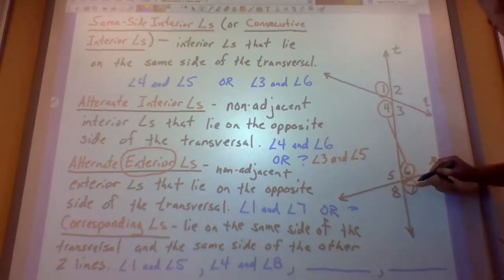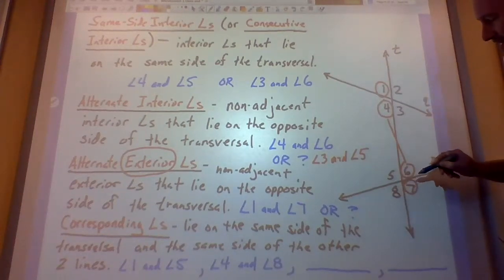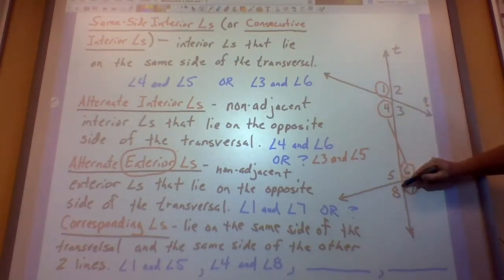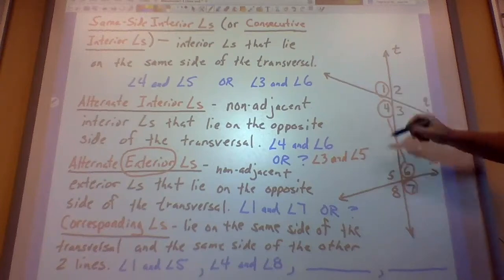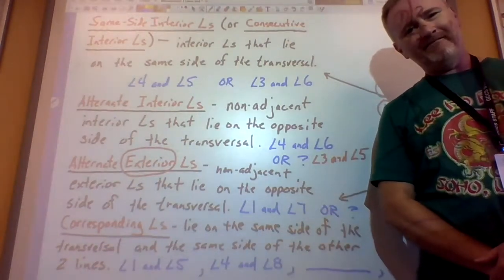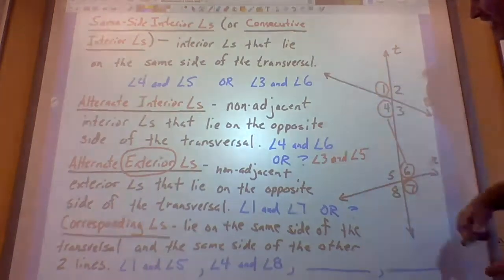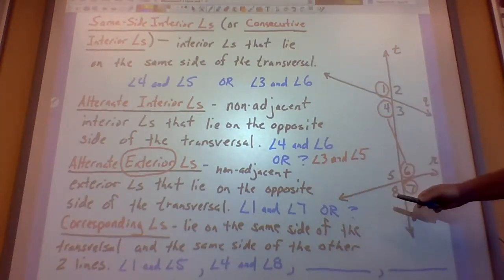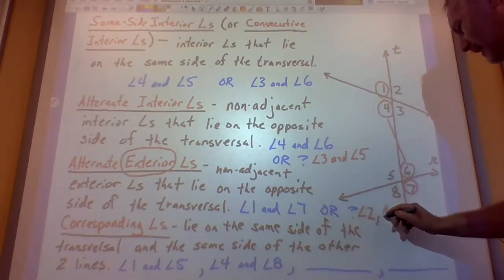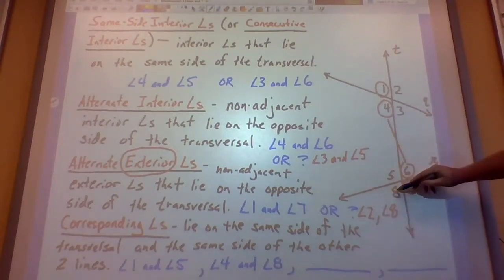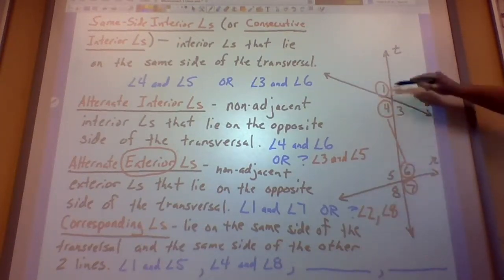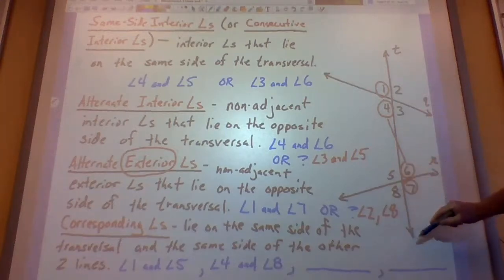It's got to be 7 or 8 because of the word exterior. And it's got to be 7 because he's the only one who's on the alternate side of the transversal from 1. So it's 1 and 7. And what would the other pair be? You're right. It would be 2 and 8. So angles 2, and I'm just going to put a comma, angle 8. All right? 8 and 2, both on the exterior and on alternate sides of the transversal.